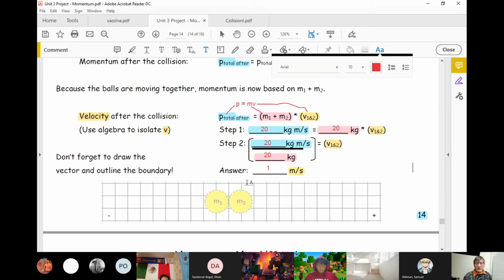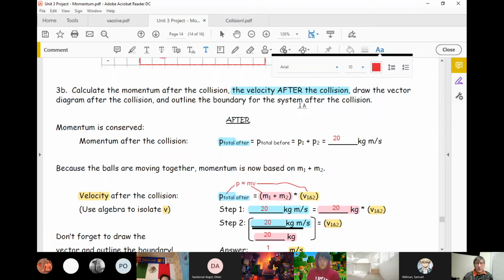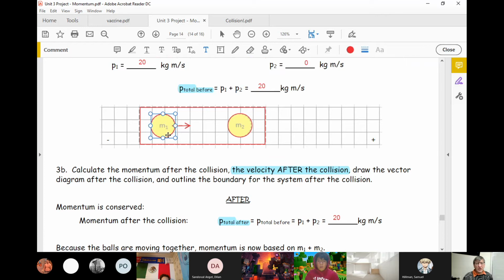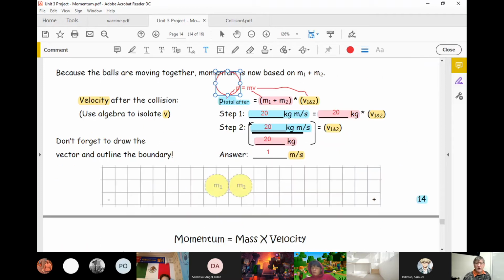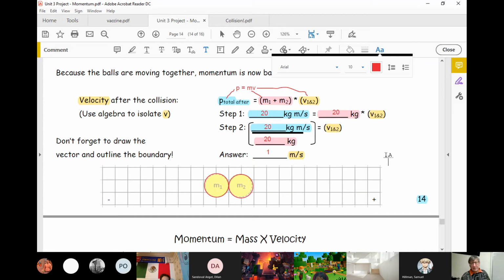So next we need to draw the vector diagram, including the boundary of the system. So our balls didn't change at all. I'm just going to click on this circle I already drew, and I'm going to copy it and paste it. And I'm going to drag it down to this part of the page. I'm going to put it right there. I'm going to do the same thing again. I'm going to copy that and paste it and put it right there. Now I have two equal circles, and all the circles I've drawn are equal because I copied and pasted. I didn't have to worry about resizing them or anything.